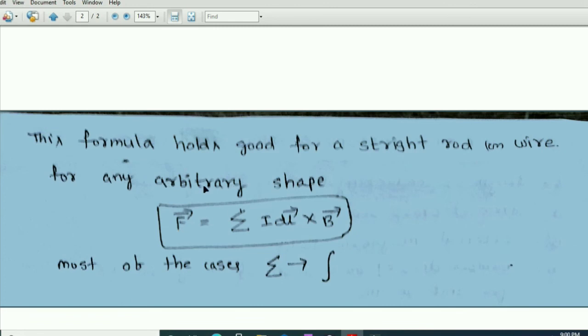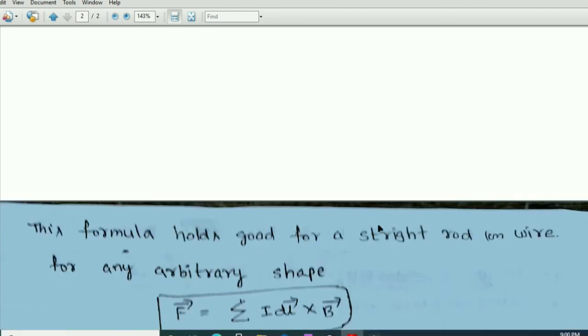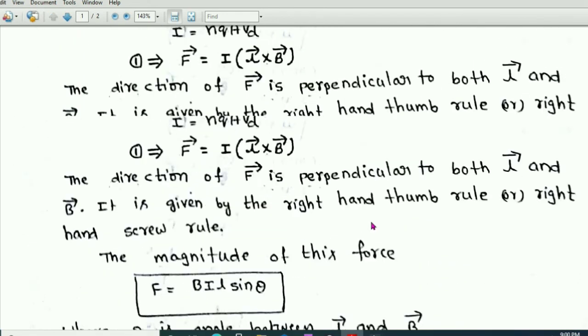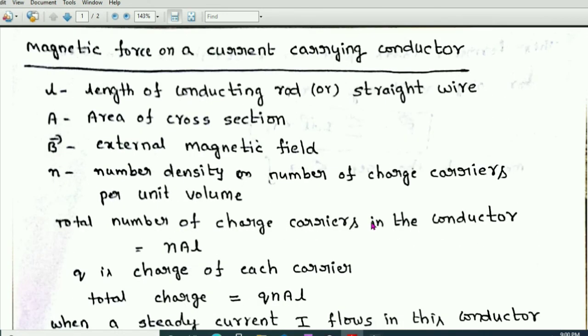This is for a conductor of arbitrary shape. In most cases, the sigma is replaced by an integral. If the system is a continuous system, sigma is replaced by integration. If the system is a discrete system, we use sigma or summation. If the system is continuous, we use the integral. So this is the force experienced by the conductor in an external magnetic field.